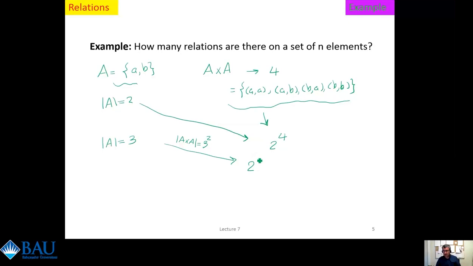Instead of 9, I want to write it as 3 to the power 2. So if A has 10 elements, how many relations can you define? 2 to the power 100. You can write it as n squared. So in general, if a set has n elements, how many relations can we define? 2 to the power n squared.